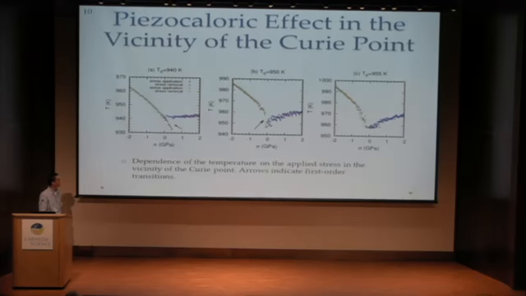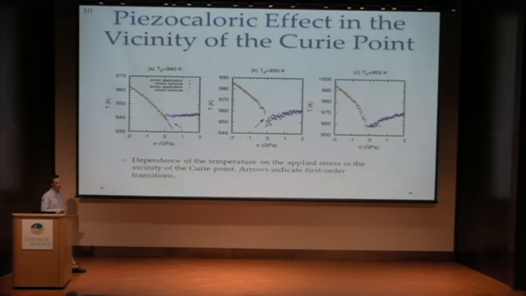Now we look at the piezocaloric effect in the vicinity of the Curie point. Again, keep in mind our computational Curie point is at 946 Kelvin. These values are above our Curie point, and here we're in the antiferroelectric phase. If we start well above the Curie point, the red dots indicate the application of tensile stress, the blue dots indicate the removal of that tensile stress, the green dots indicate the application of compressive stress, and the yellow dots indicate the removal of that compressive stress. We see that it's very continuous.